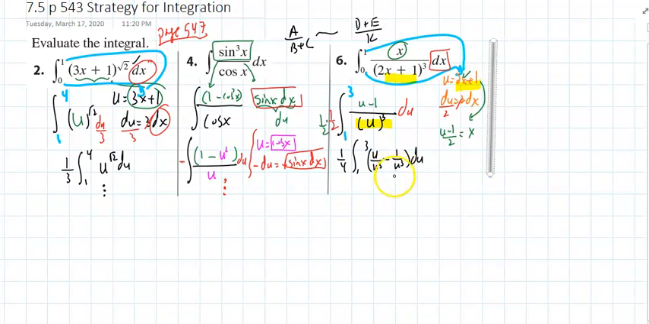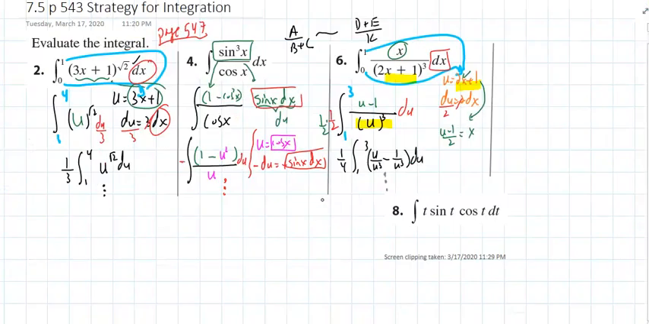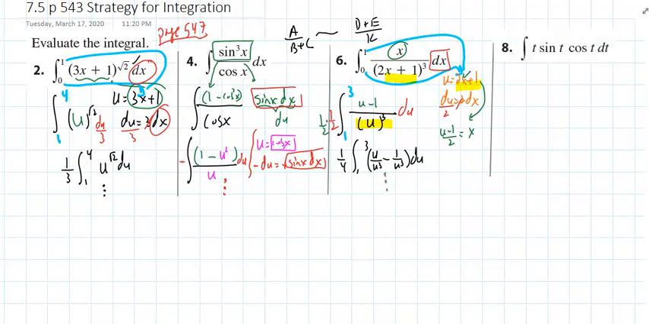So we could finish this. And if I look at problem number 8, if I glance at that, well, I noticed that this is actually the sine of t2 divided by 2 from section 7.2. So, parts. If I let u equal t, du will be dt.